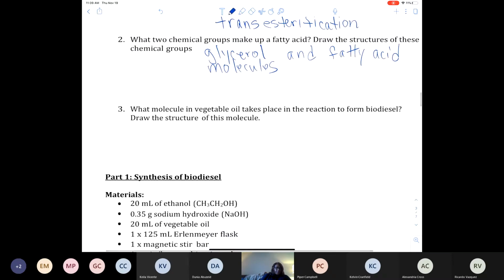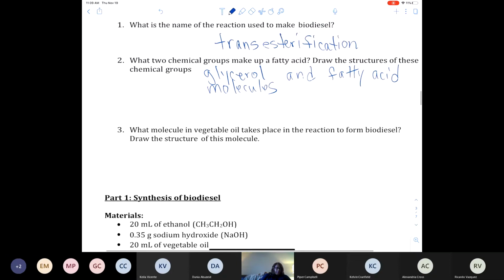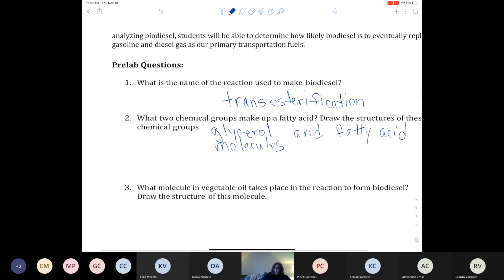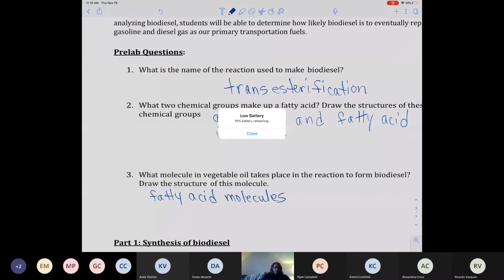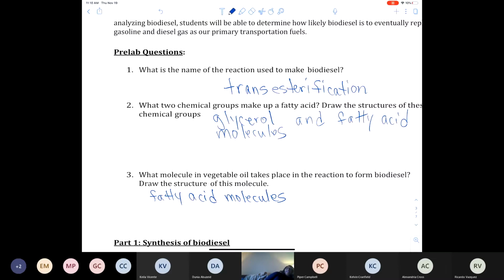And so the molecule in the vegetable oil that is actually participating in the reaction to form the biodiesel is going to be the fatty acids. The glycerol does not participate in the reaction to form your biodiesel. It's only the fatty acid part that is actually reacting to form your biodiesel.